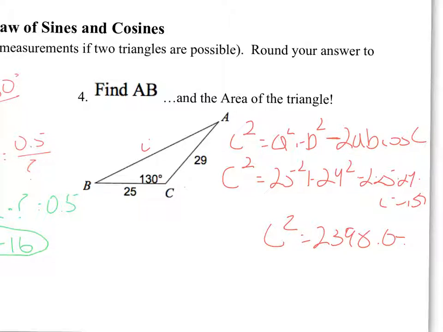Taking the square root of both sides, C is equal to 48.9698. If you're rounding to the nearest tenth, that's going to be 49.0.